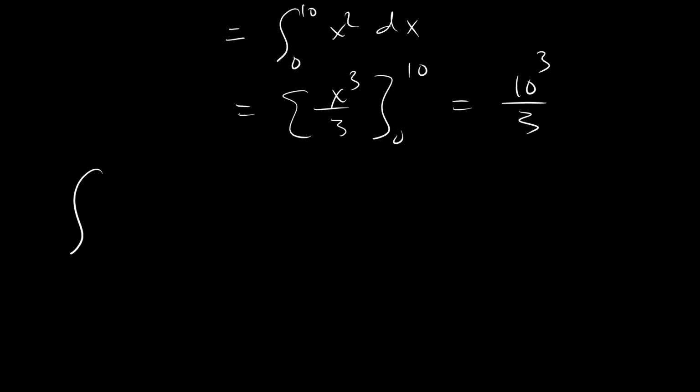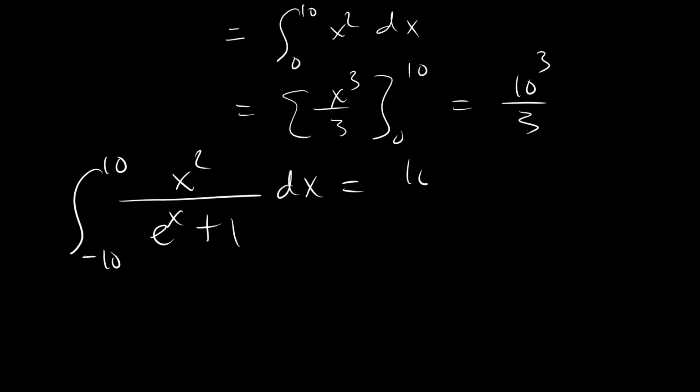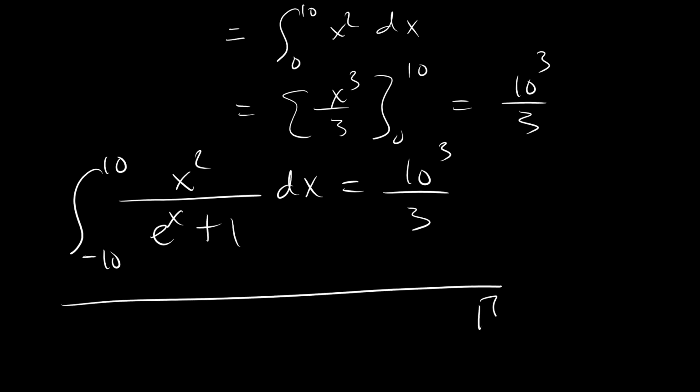So in other words, the integral from negative 10 to positive 10 of x squared over e to the x plus 1 is equal to 10 cubed over 3. And that, ladies and gentlemen, was the answer that was being sought.